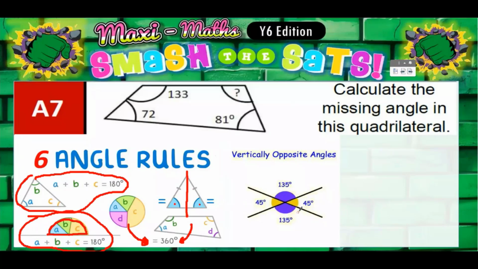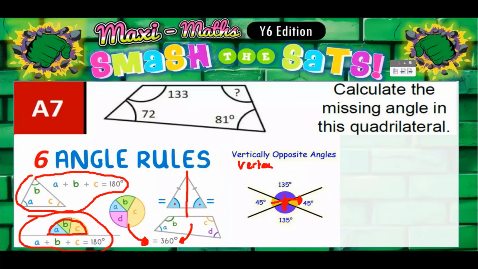Or we've got a cross shape, opposite angles in a cross shape. In other words, opposite angles at the vertex. Remember the vertex, this is where vertically comes from. The vertex is the point where the two lines cross. Opposite angles are equal, so 135 equals 135 and 45 equals 45.